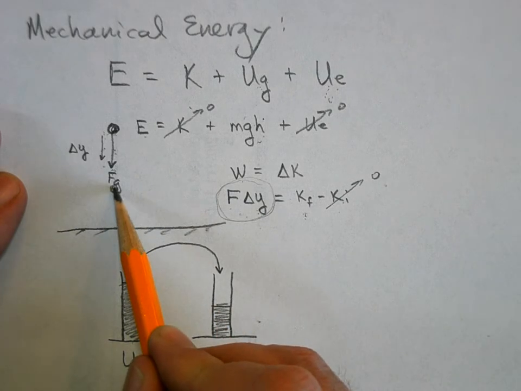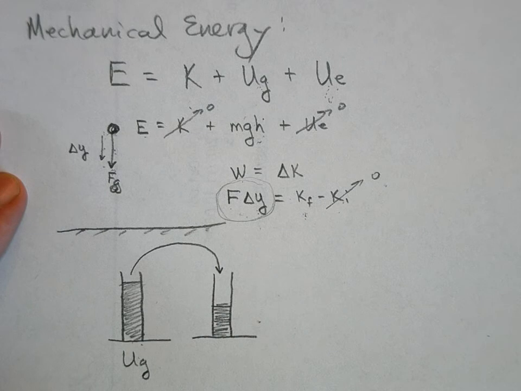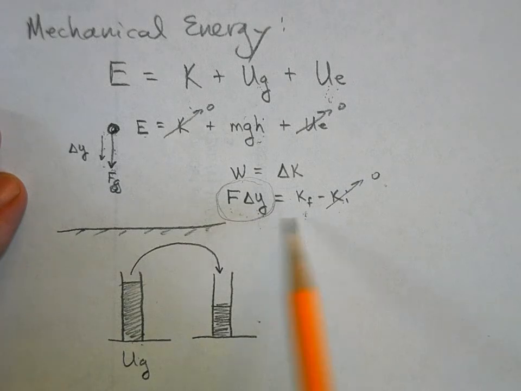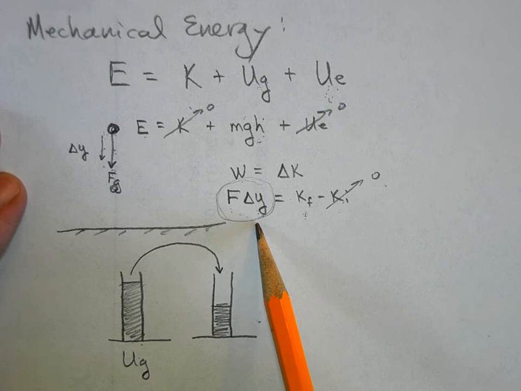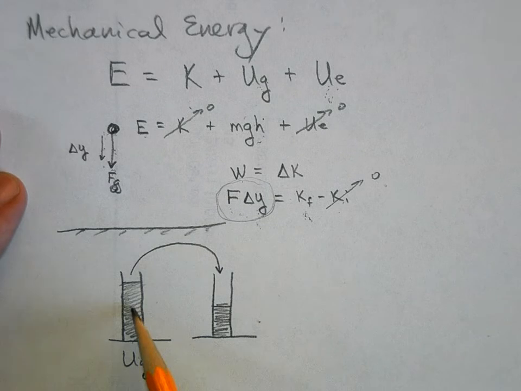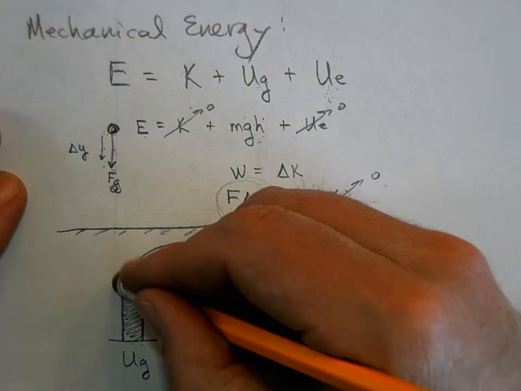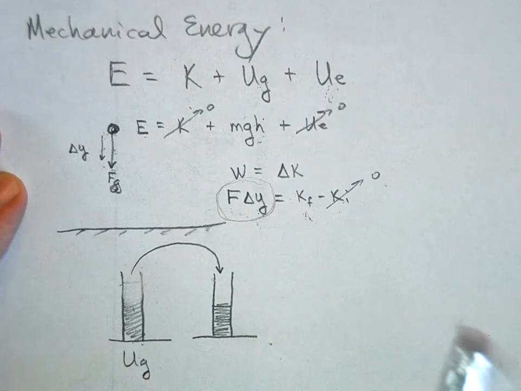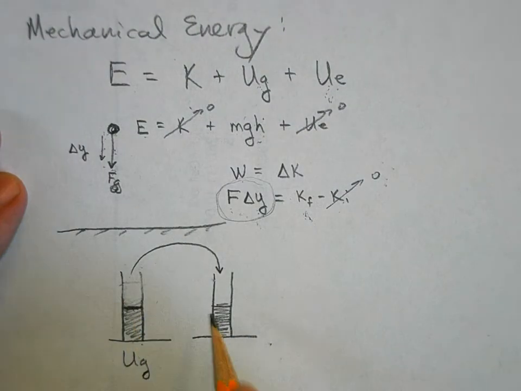Let's look at the ball. It's about halfway down, which means I've lost half of my gravitational potential energy. But the work done by gravity is exactly equal to the amount of potential energy I lost and exactly equal to the amount of kinetic energy I gained. So if I fill this up, that means I'm losing this as it pours out. And so when you're halfway down, the energy is half and half.